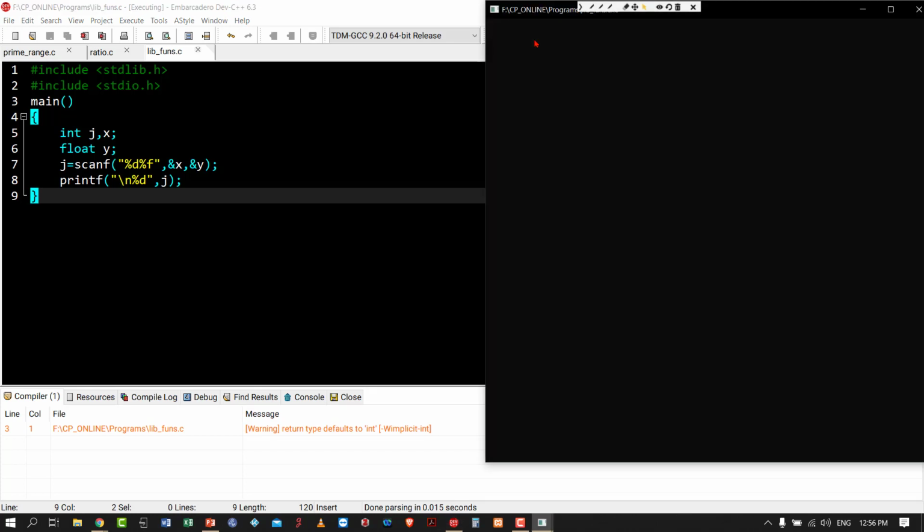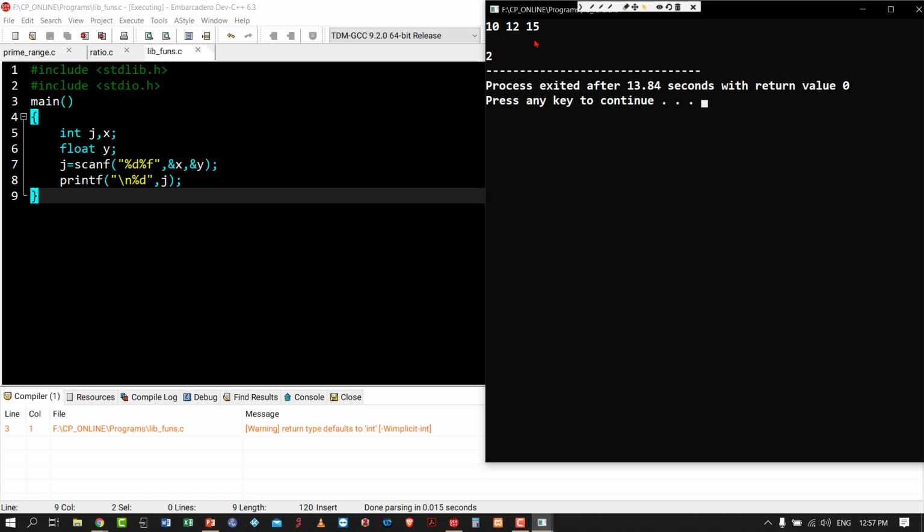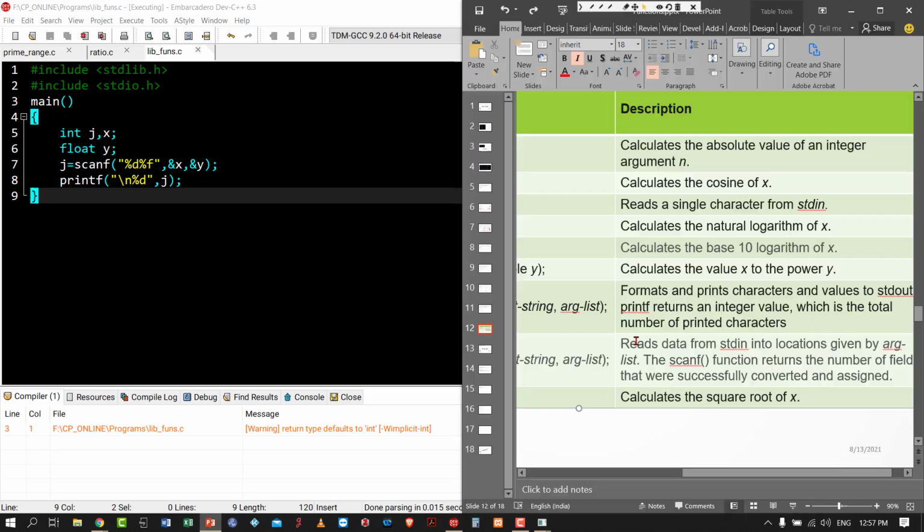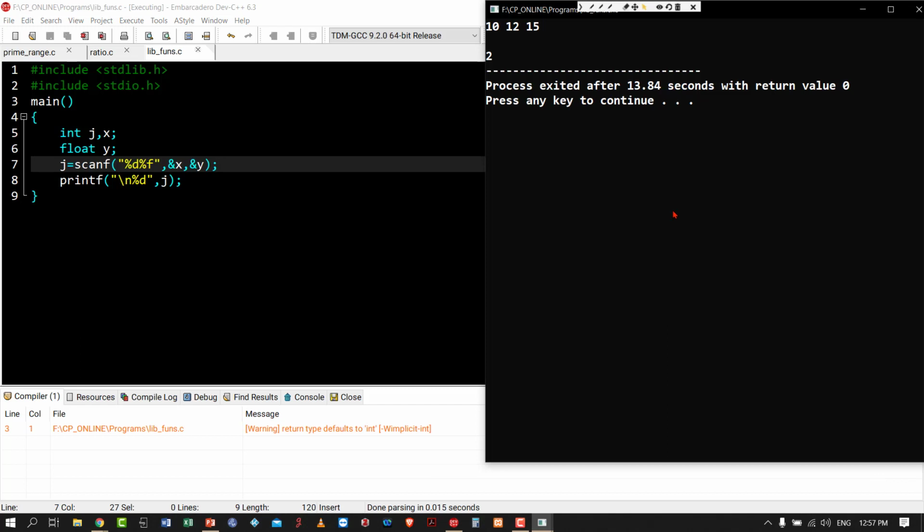I will explain with the help of an example here. It is actually waiting for an integer and a floating point. Again, I am giving 10 and some 12. So 12 will be automatically converted to float. I am giving one more value, 15. So here it is saying 2. I have entered 3 values actually, but scanf successfully read only 2 values. The first 2 values will be read, 10 and 12. Okay, that's the meaning: successfully converted and assigned. 10 will be assigned to x, 12 will be assigned to y, and 15 will be discarded. So that's the meaning.